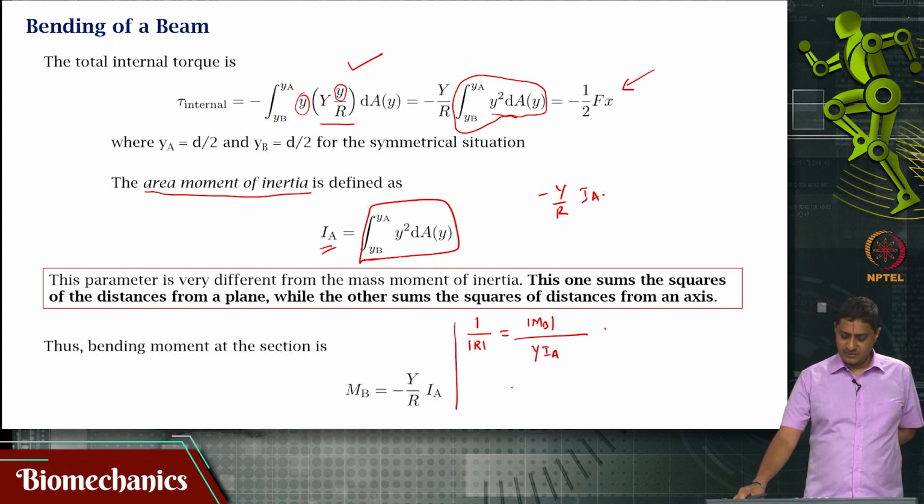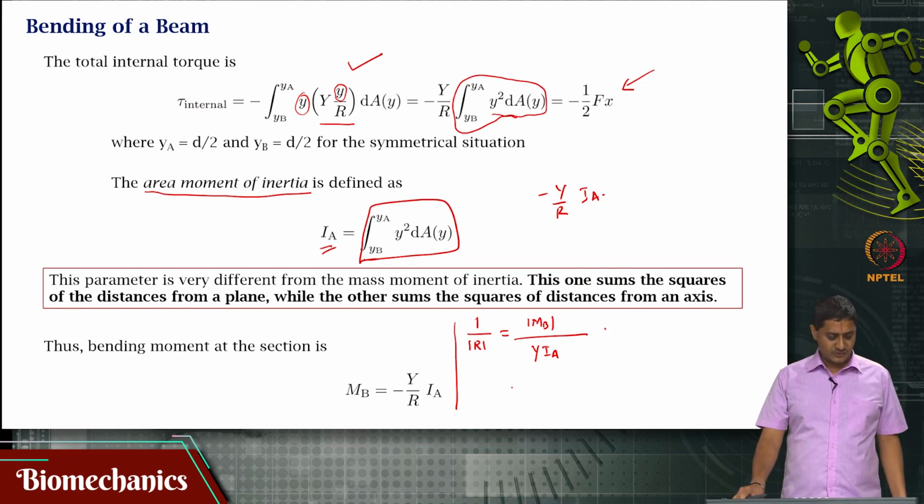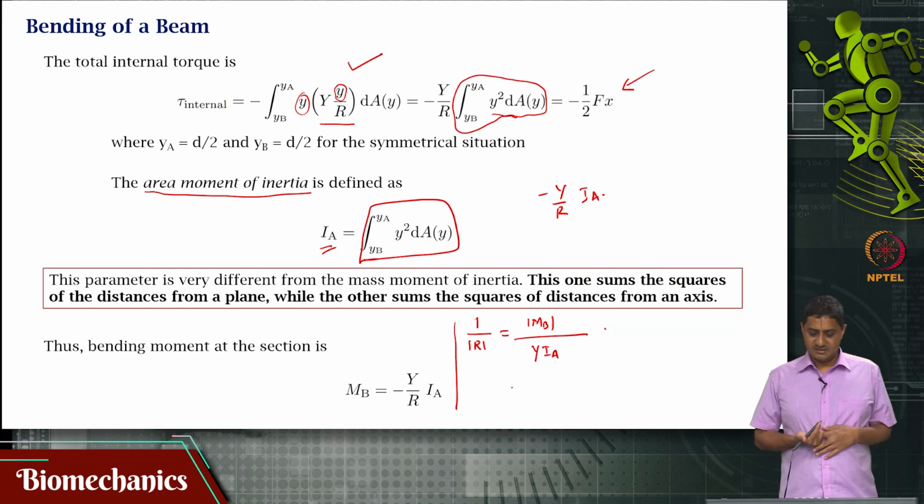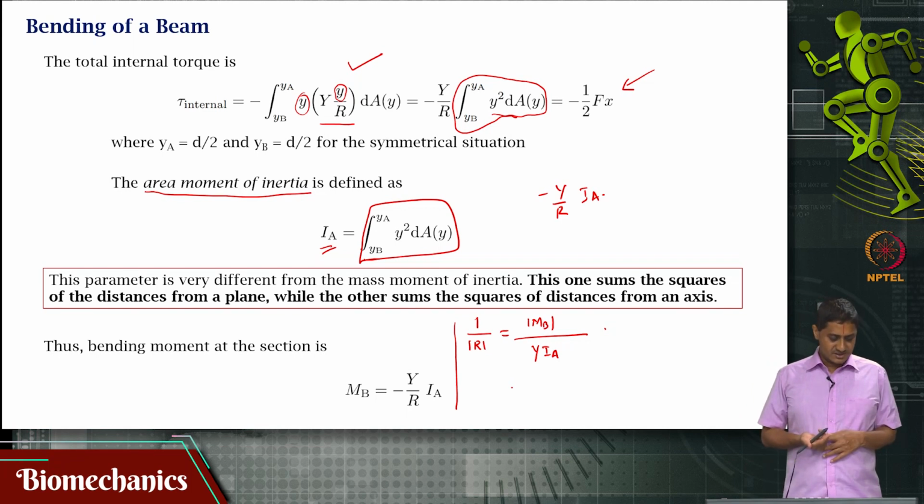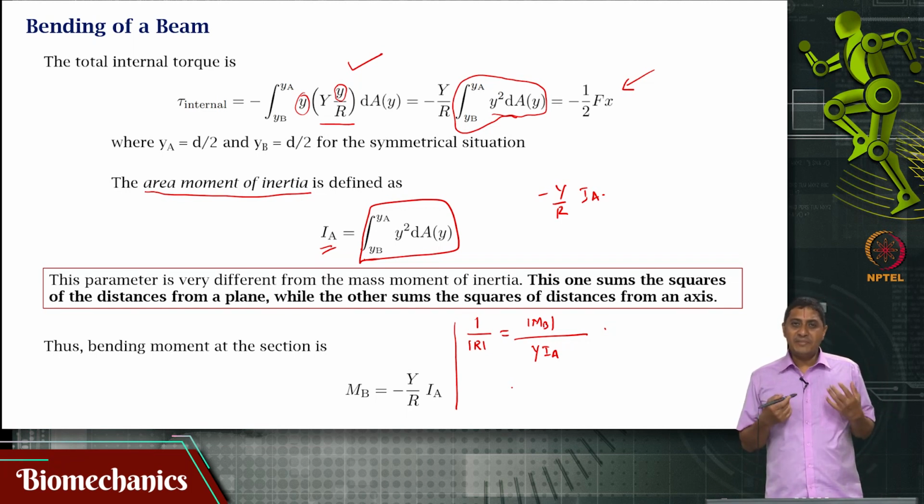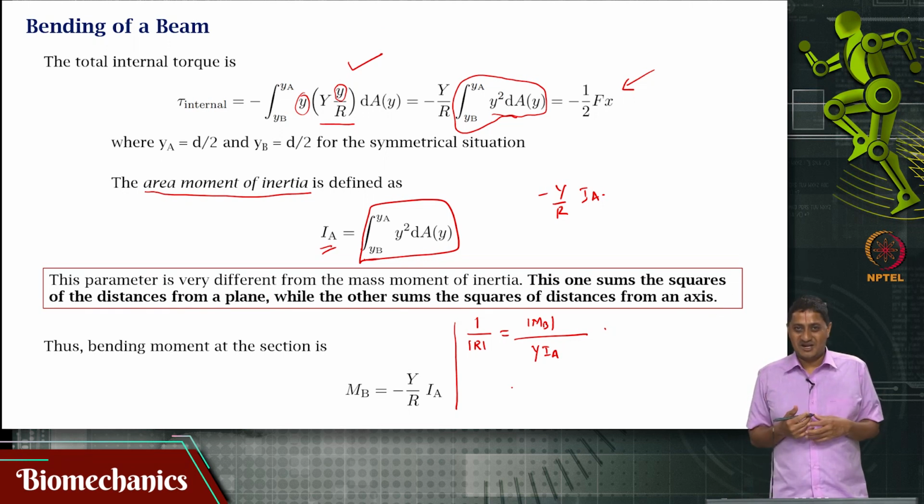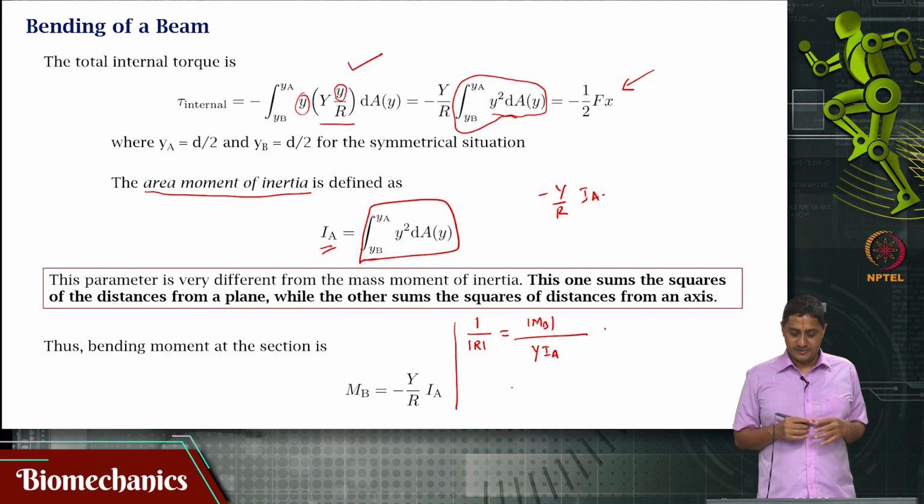What do these two equations relate? These two equations relate 4 quantities, right. What are the 4 quantities? Well, obviously R, MB, Y and IA. What are these? MB is representative of the applied load, applied force. The bending moment is representing the applied load. Okay.